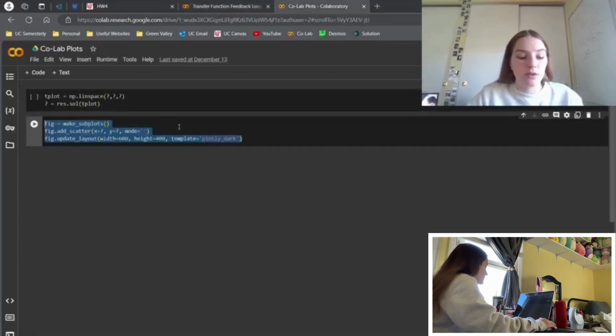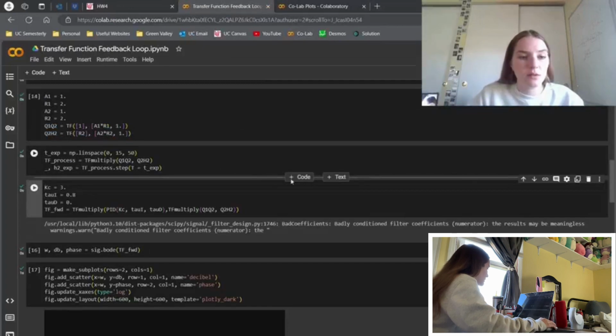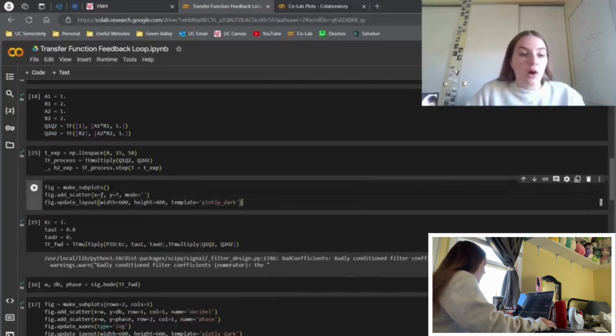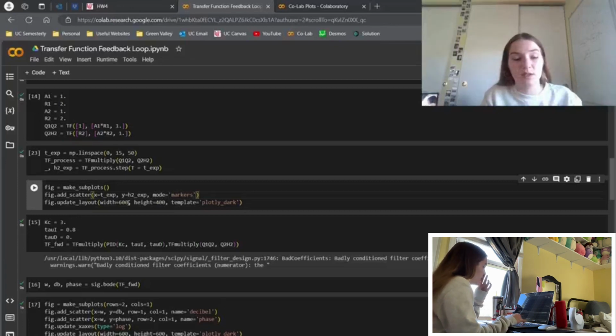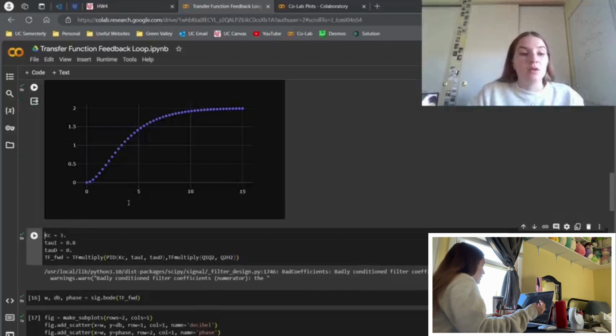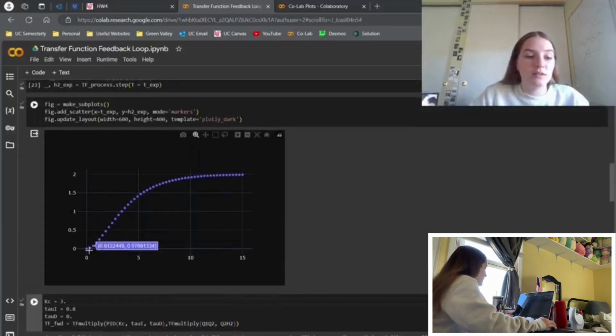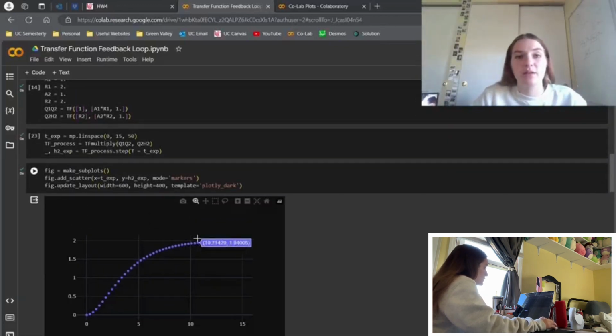So I'm going to go over to my plot starter and I'm going to grab my make subplots. Our x in this case is going to be our t experimental values, and our y is going to be our H2 experimental values. And since we are using experimental data, we need to make sure that our mode is in markers and not a line. So if we execute this, we can see that all of our points are very uniform to each other. And with experimental data, this most likely is not going to happen.